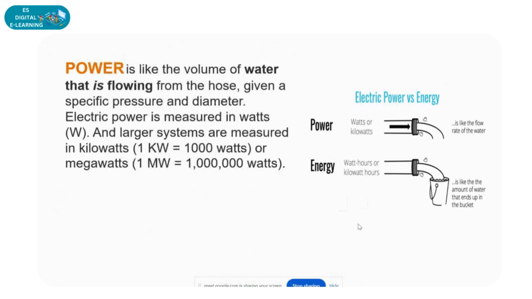Now, coming to power, we need to discuss it. Power is like the volume of water flowing from the hose, and specifically it is related to the pressure formed inside the wiring, or in terms of the hose. Power is measured in watts. Kilowatts means 1,000 watts, and megawatts differ again.